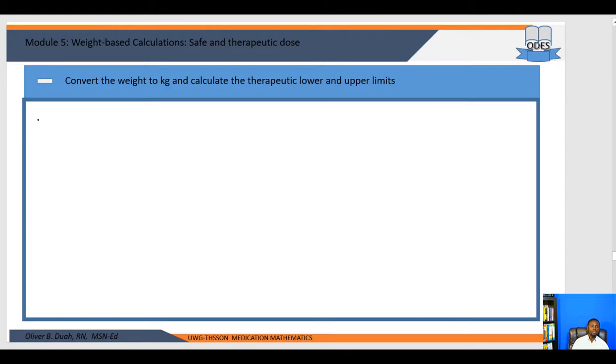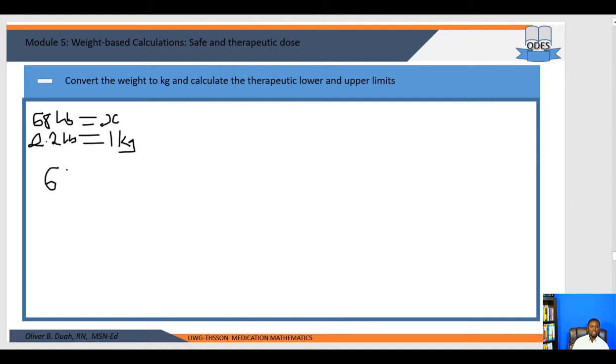Okay, so we know that the client weighs 68 pounds, but we don't know what the equivalent in kilograms will be. However, we do know that for every 2.2 pounds, we have 1 kilogram. So by dividing 68 by 2.2, we will get our equivalent.